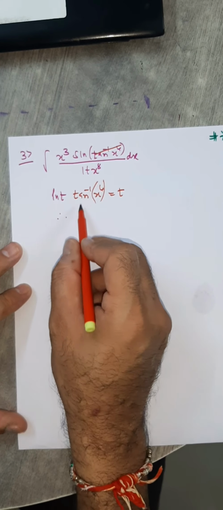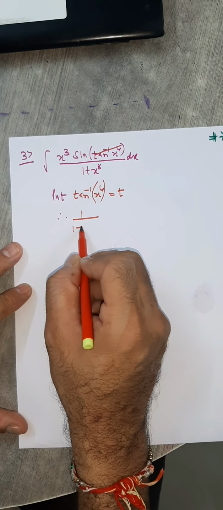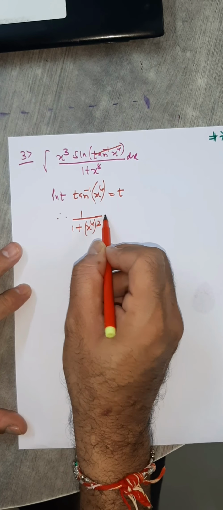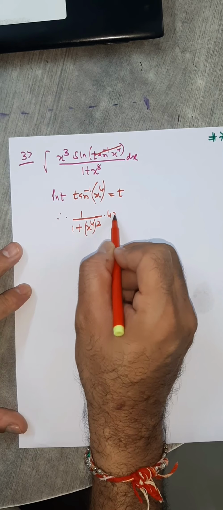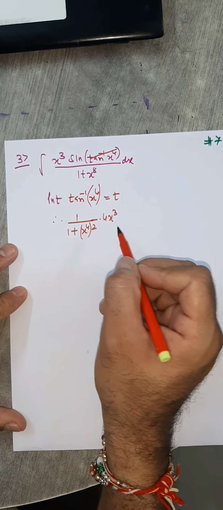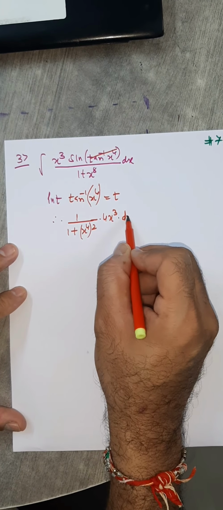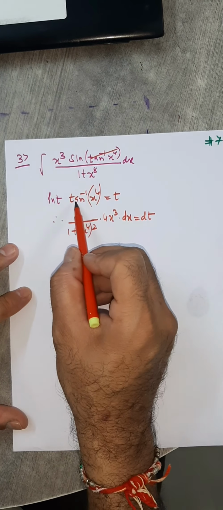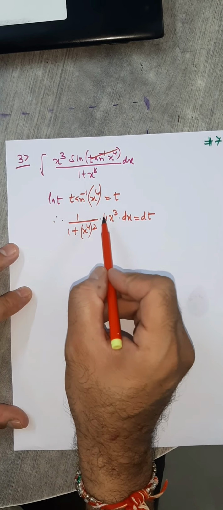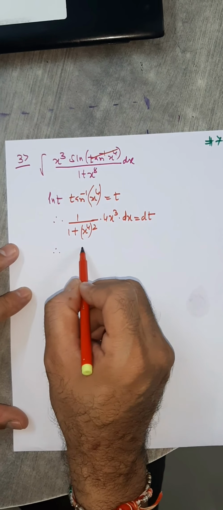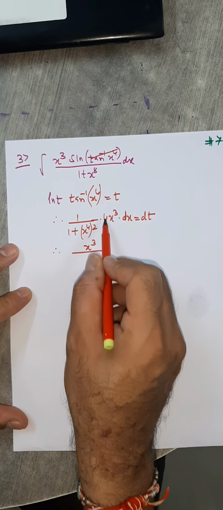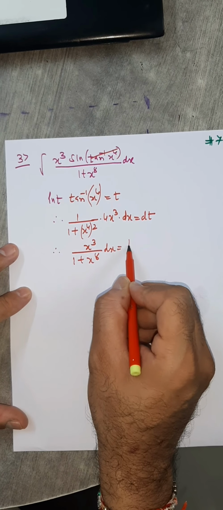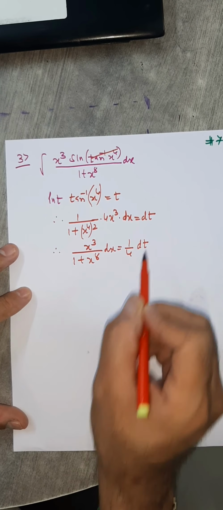Differentiation by chain rule: 1 upon 1 plus (x raised to 4) the whole square. By chain rule, this is 4x cube into dx equals dt. By chain rule differentiation, now everything is present, just 4 is not there. So I'll take 4 to the other side. x cube upon 1 plus x raised to 8 dx equals 1 upon 4 dt.